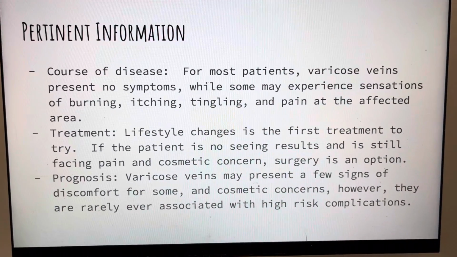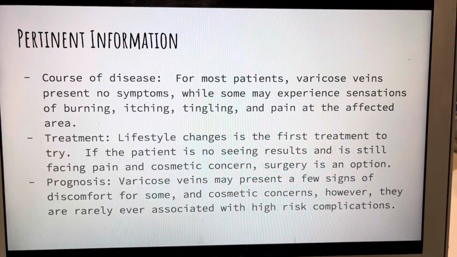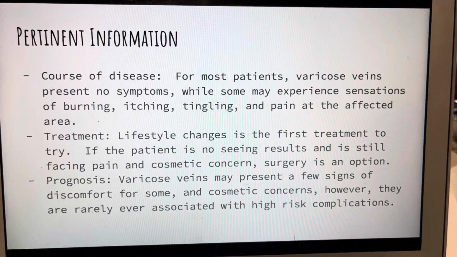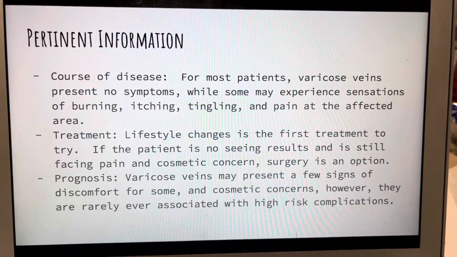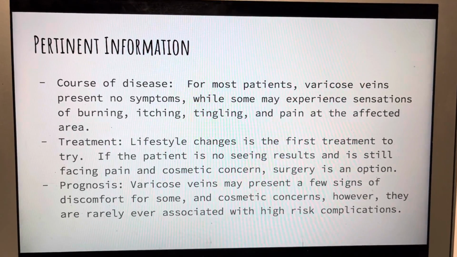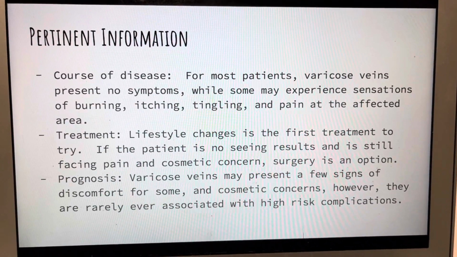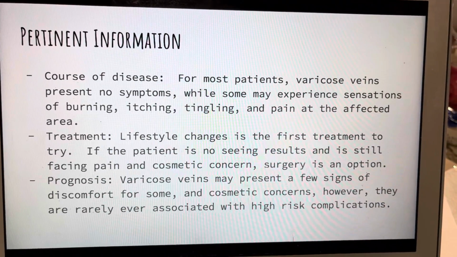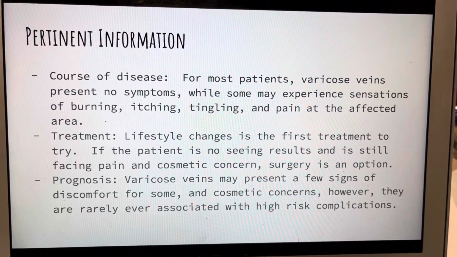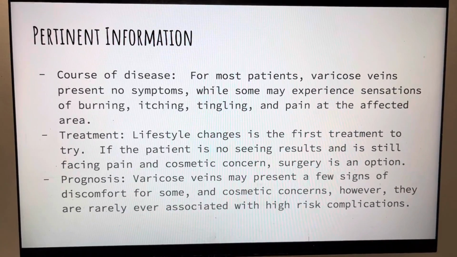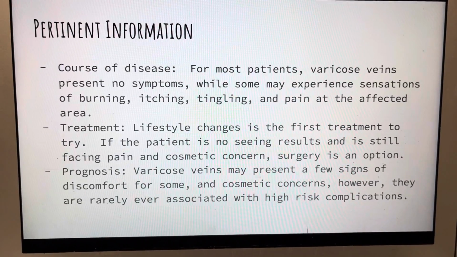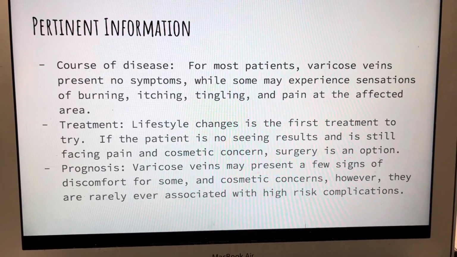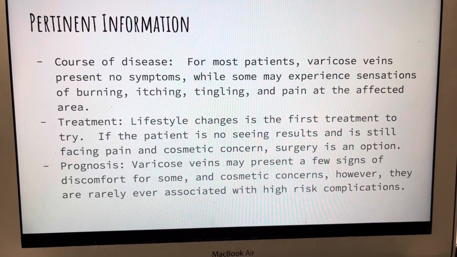The course of the disease is that for most patients, varicose veins present no symptoms. Sometimes the cause is known, such as when one is pregnant, but sometimes it's hereditary, genetic, one's lifestyle, or unknown. And while some may experience sensations of burning, itching, tingling, and pain at the affected area.